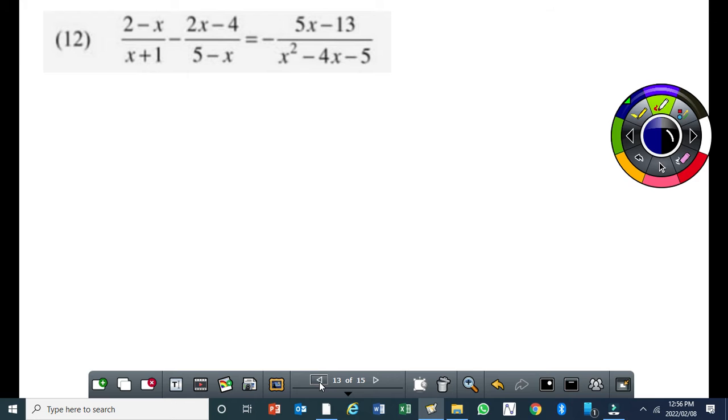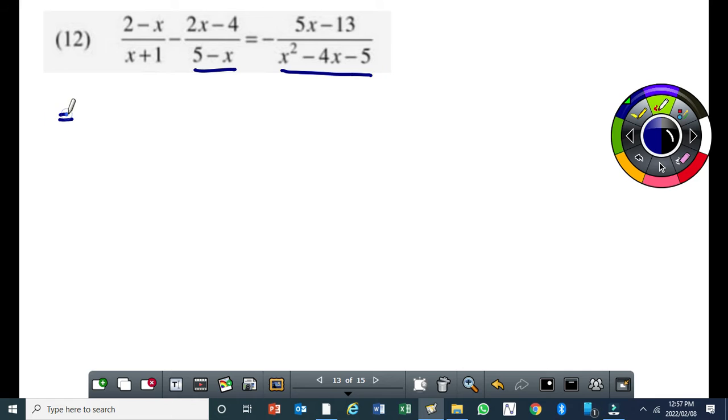So first thing, I need to factorize every numerator if it can be factorized, and every denominator if it can be factorized. But it's mainly the denominator. So I'll factorize 5 minus x, and then I'll also factorize x squared minus 4x minus 5, so that I can be able to determine the LCD. The main concept is finding the correct LCD. If you can't find the correct LCD, a question like that will give you a hard time, right?